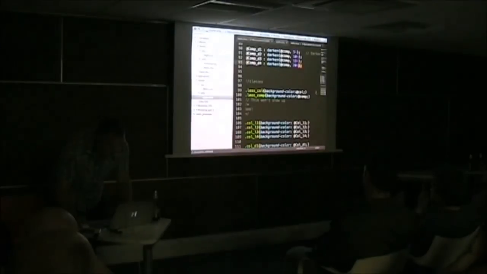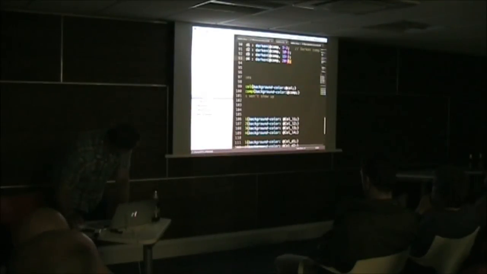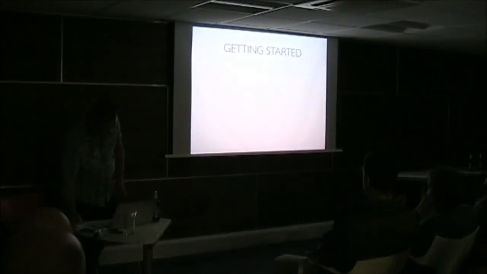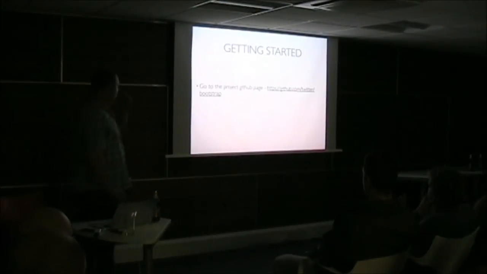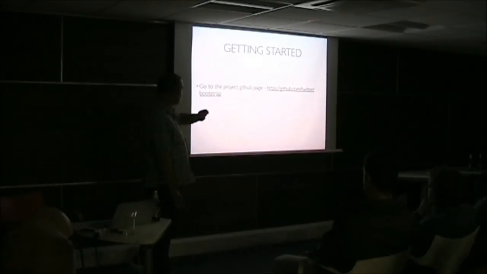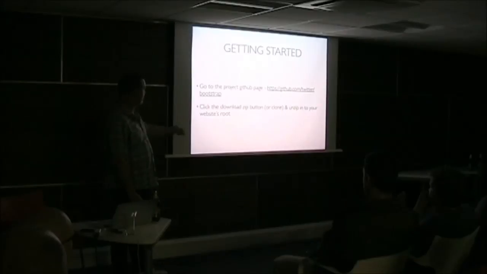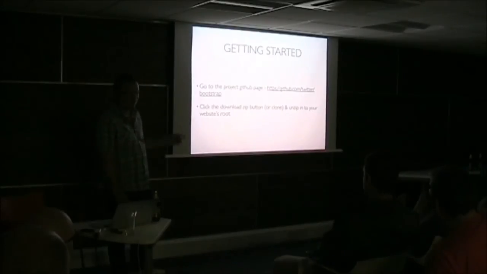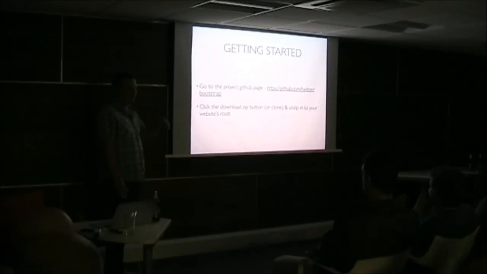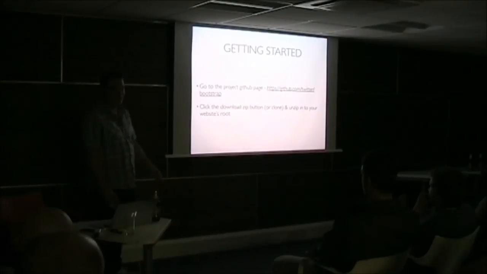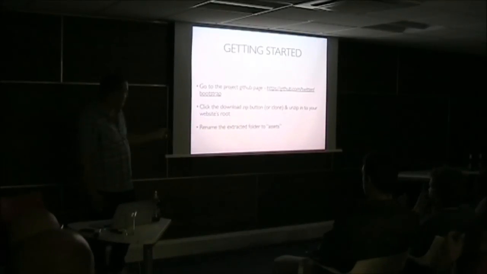So, how do we start to use it? First thing to do is to go to GitHub there, click on the download zip button, or clone, because if you click the download button from the root of the site, then you're not going to get the less, which you'll probably want. Then we're going to rename the extracted folder to assets.